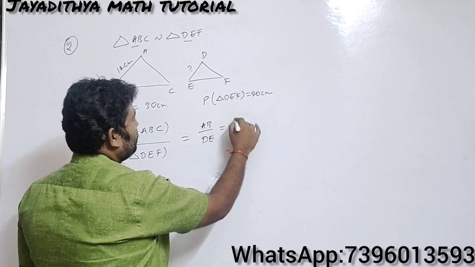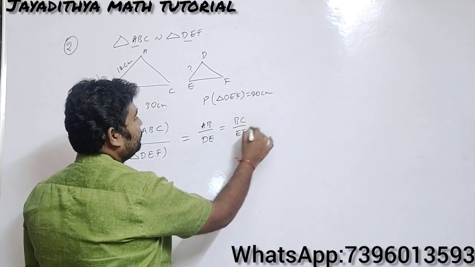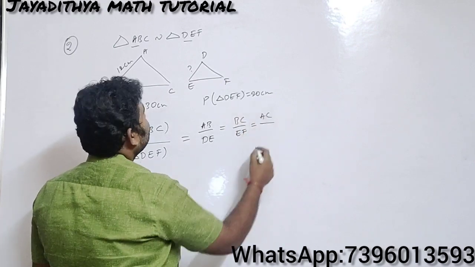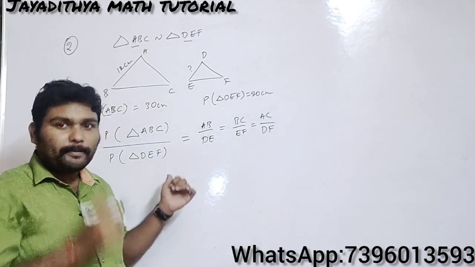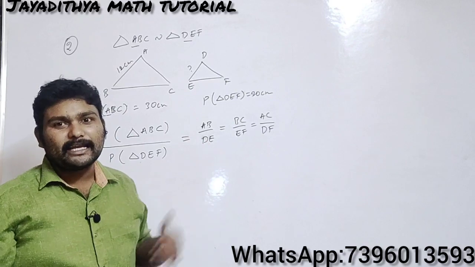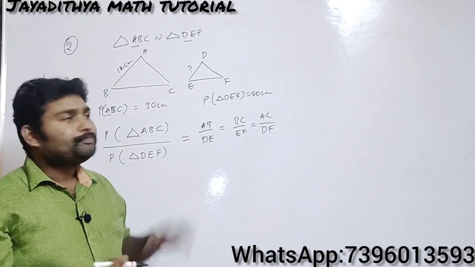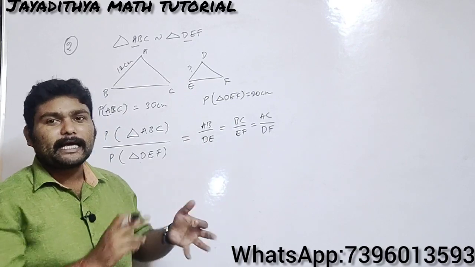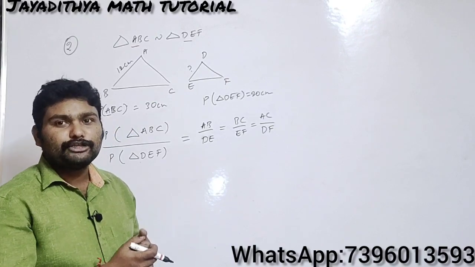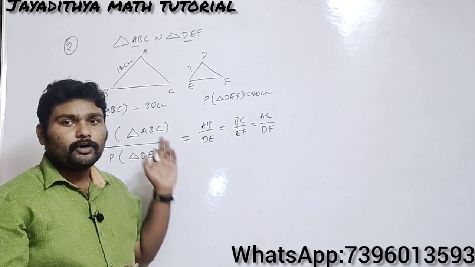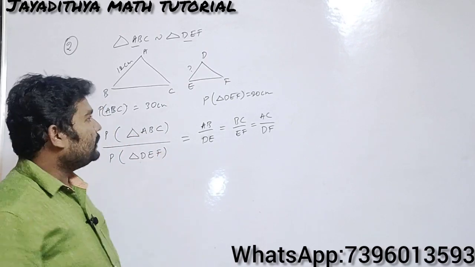And next, BC by EF will be equal to AC by DF. So the ratio of the perimeters will be equal to the ratio of their corresponding sides, and also if you observe, this ratio will be equal to the ratio of their corresponding heights, that means altitudes, and also to the ratio of their corresponding medians. Okay, so this is very important.